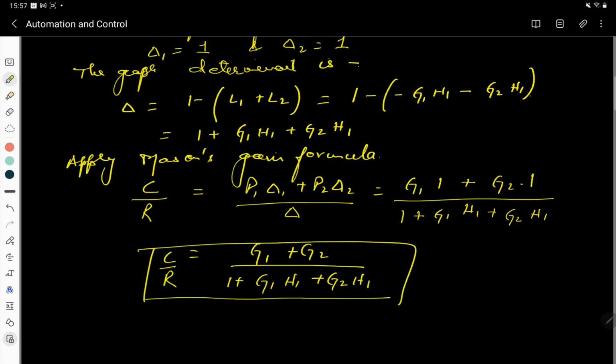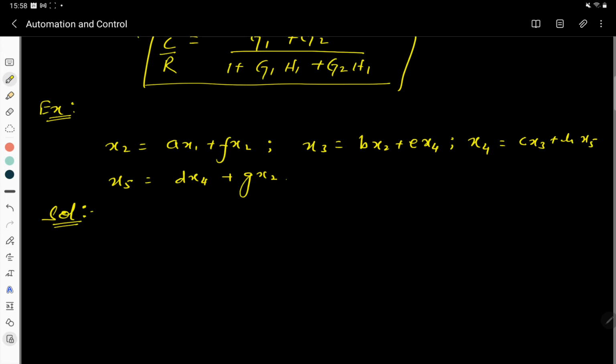Now let's consider one more example to make some more points clear. The second example we are going to consider is this: we have to represent the following set of four equations given over here by a signal flow graph, and we have to determine the overall gain relating x5 and x1.